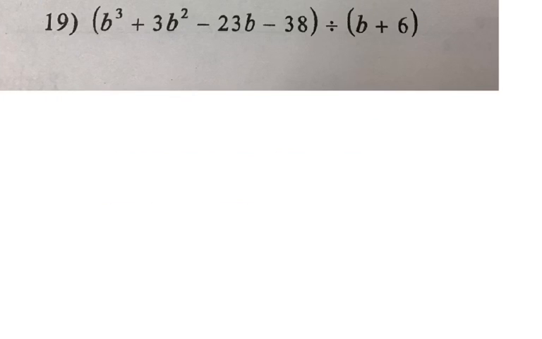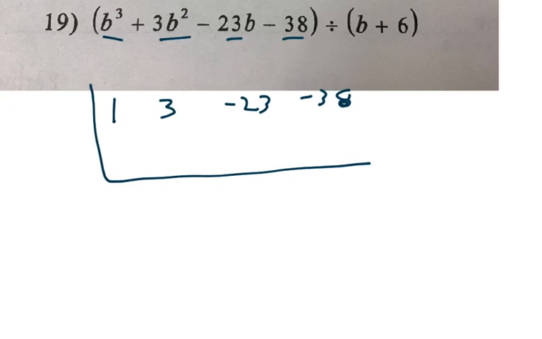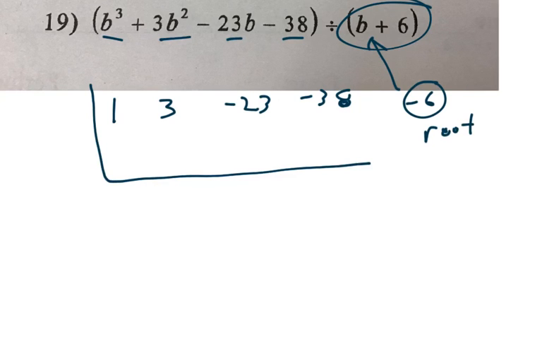But anyways, on number 19, instead of rewriting the whole thing, I'm just going to take my 1 for b cubed, my 3 for b squared, my minus 23 for the b, minus 38. Basically, I take my coefficients and my constant at the end, and leave a little space with a little hockey stick. B plus 6, I hope you agree, negative 6 would be the root, because that would make it a 0. So that's what we're going to use, negative 6.